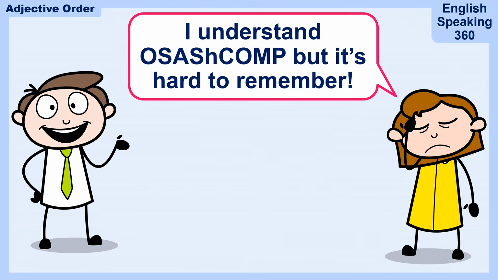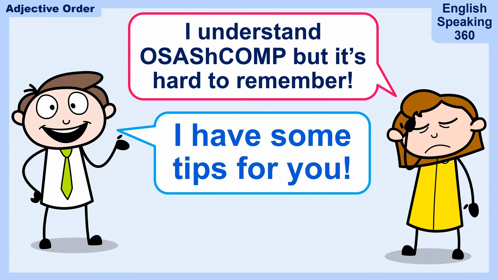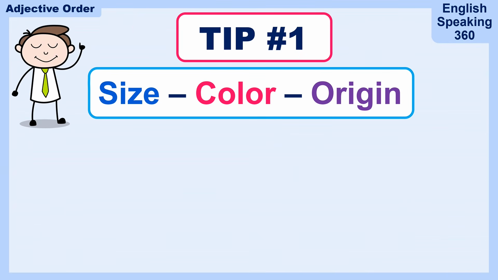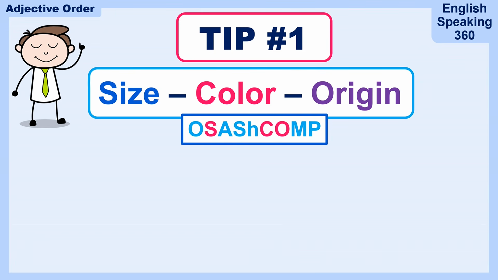I understand OSAShCOMP, but it's hard to remember. Yes, it is very hard to remember, and it's even harder to apply. So that's why I have some tips for you. Tip number 1, size, color, origin. This is a very, very common combination. In the OSAShCOMP rule, it is the first S and the CO.